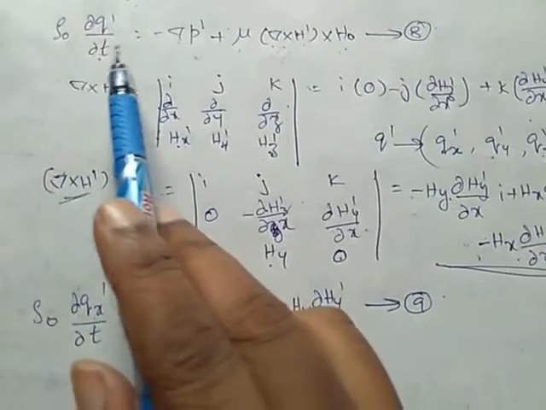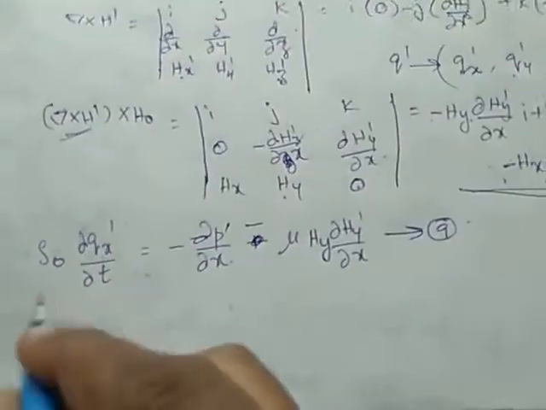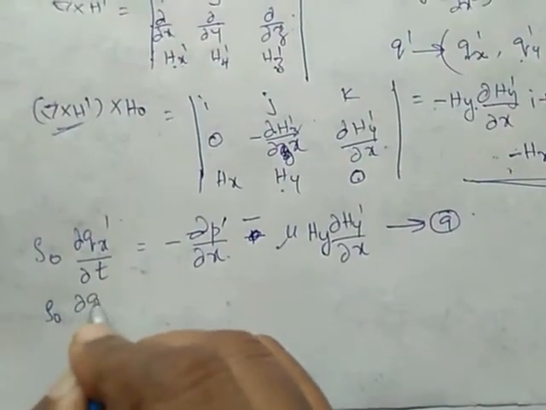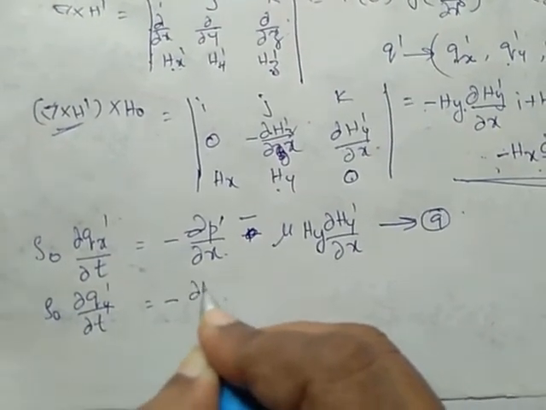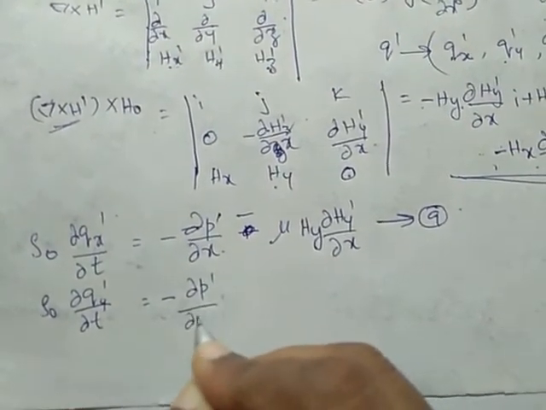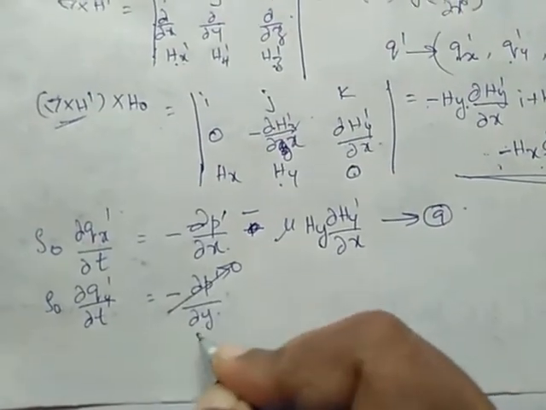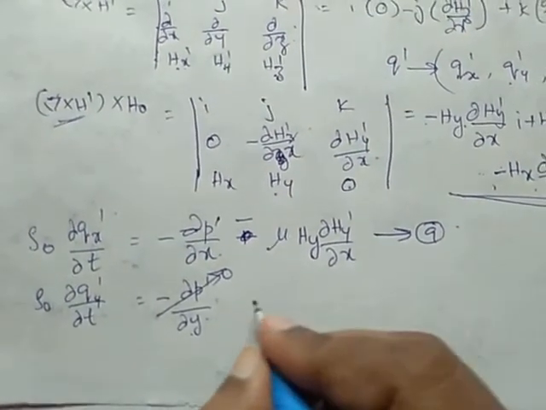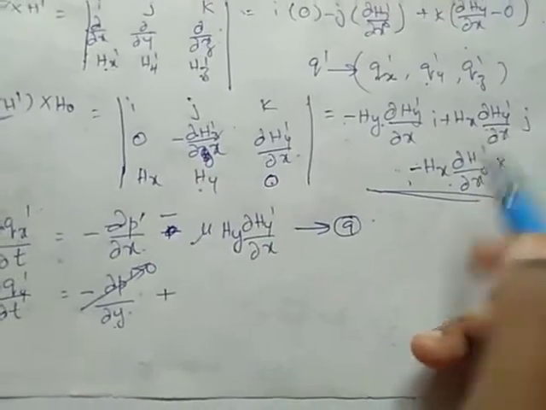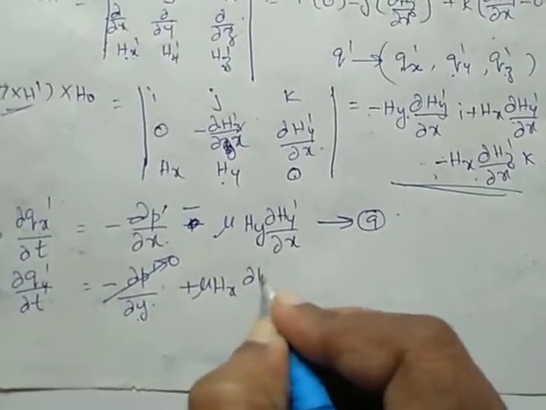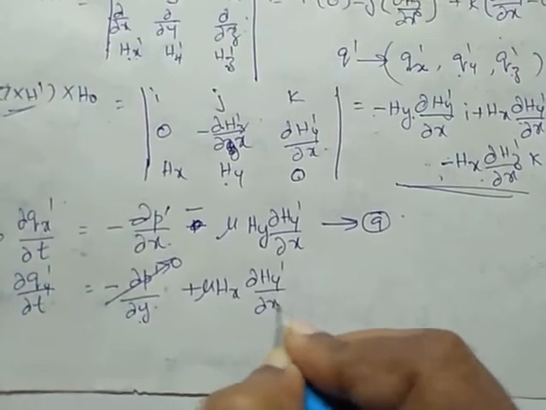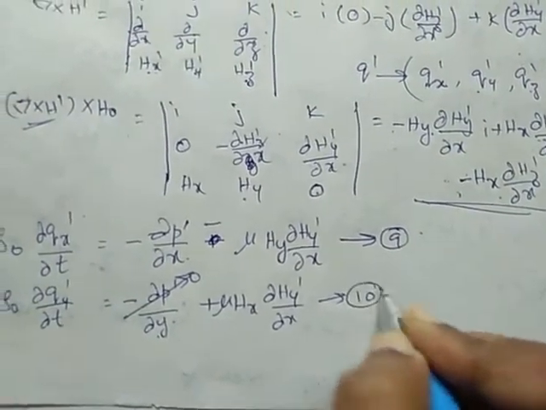Similarly, equating the coefficient of j, we will have rho naught dou qy dash by dou t is equal to minus dou p dash by dou y. Differentiation with respect to y is 0, plus the j term is hx dou hy dash by dou x. This is our equation 10.